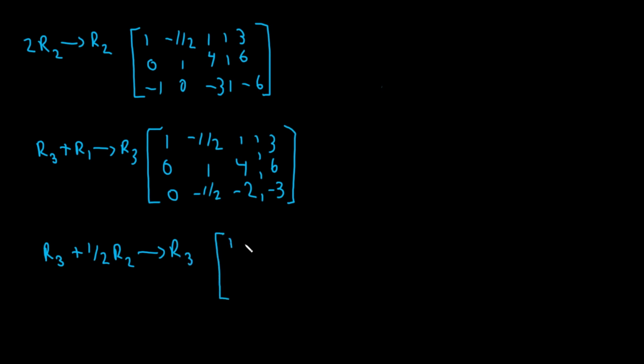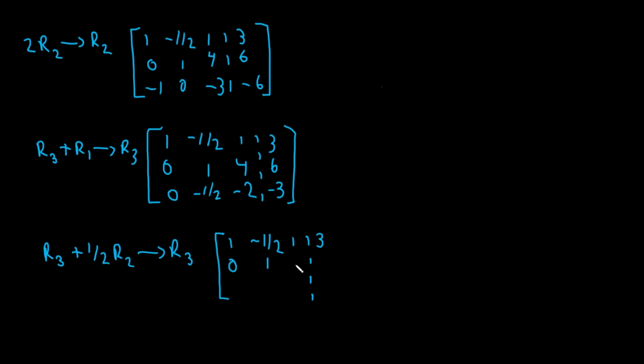So the first row stays the same. Can do a bit better than that. 1, -1/2, 1 and 3. I am getting a bit better with writing on a computer. It's a little bit different, but I guess I'm getting a little bit used to it.